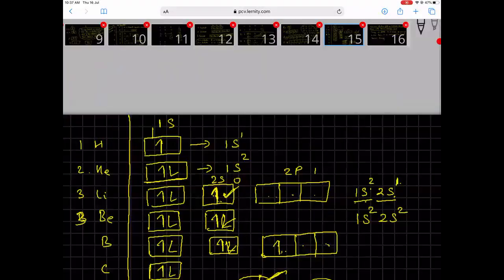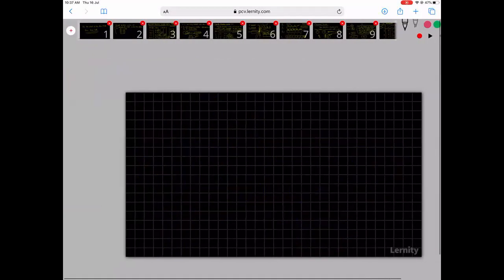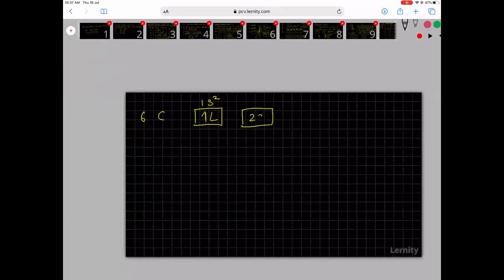Okay, if that is understood, let's go to the next one, which is carbon. Carbon has 6 electrons. So 1s2, then 2s2. Then in p there are 3 boxes. The next electron comes here, this is boron. Now the next electron can come here or it can go here. So now there is a rule, which is known as Hund's rule.